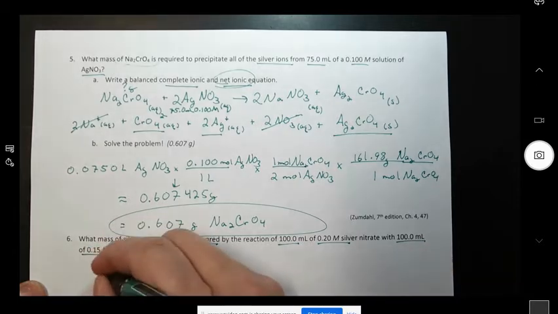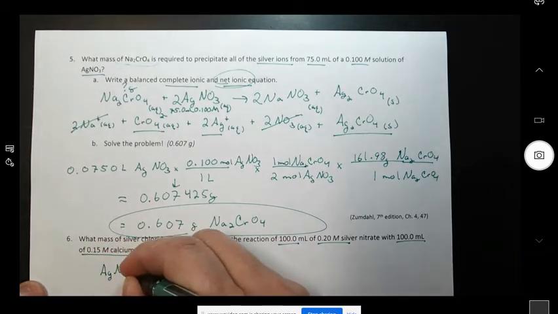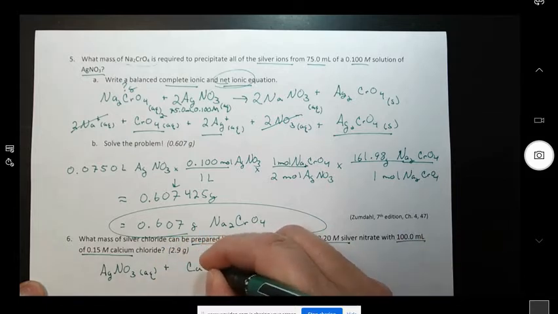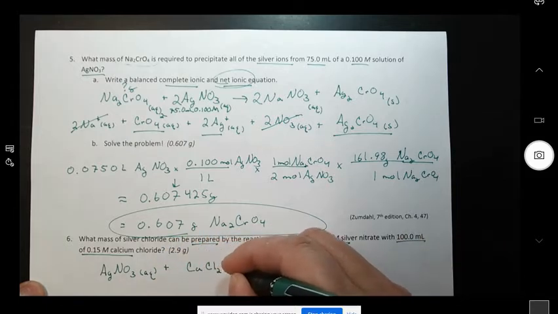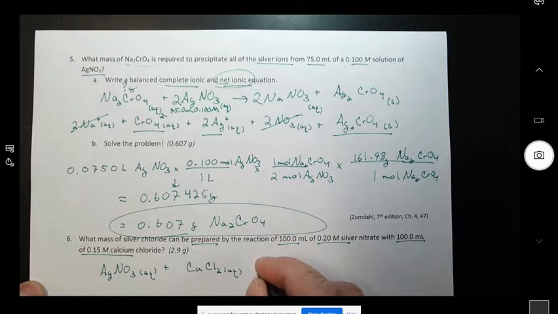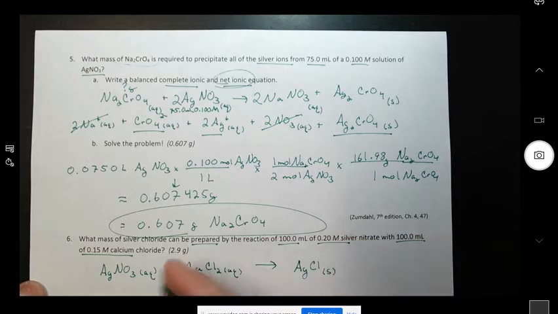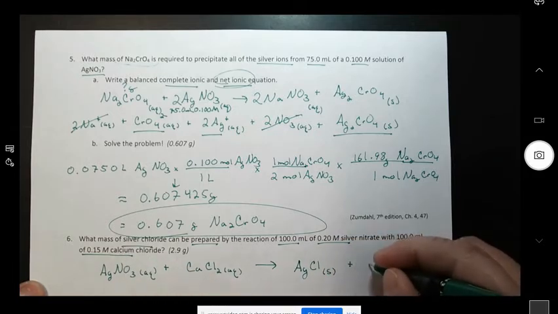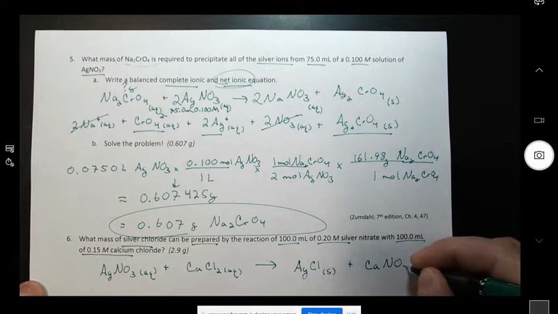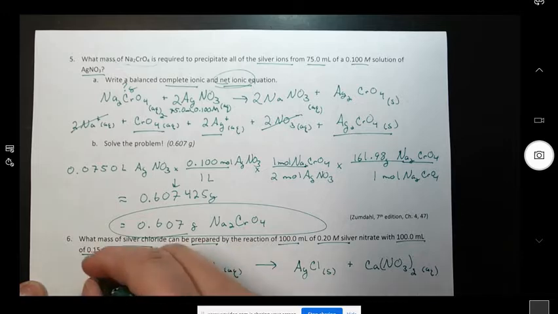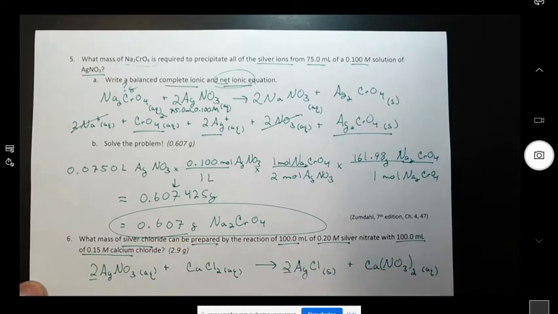So silver nitrate is AgNO3, that's aqueous. We're going to react that with some calcium chloride, CaCl2, and that's aqueous. We're going to get silver chloride, AgCl, that's our precipitate. And then we've got calcium nitrate, Ca(NO3)2, and that's going to be our spectator ions in that. So balancing this out, 2 there and a 2 there.